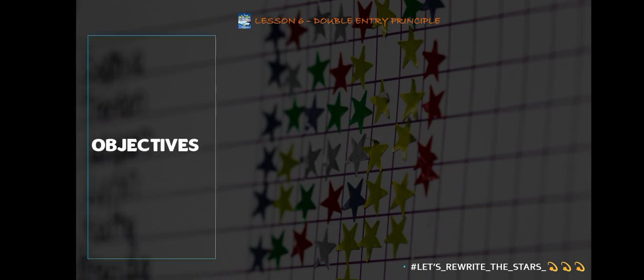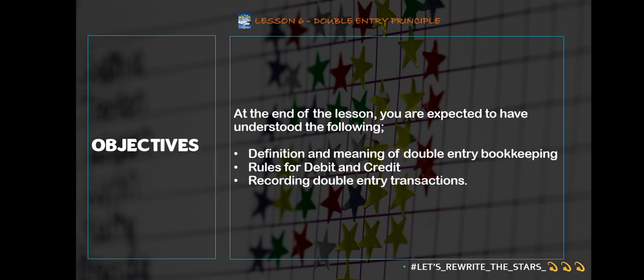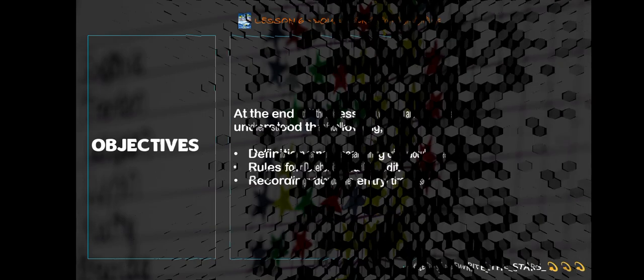For today's objectives, we'll be looking at the definition and meaning of double entry bookkeeping. We will also tackle the rules for debit and credit. And then finally, we'll be looking at the double entry transactions, or how to do the recordings for them. So stay tuned, get your books and notes ready, and let's get started.